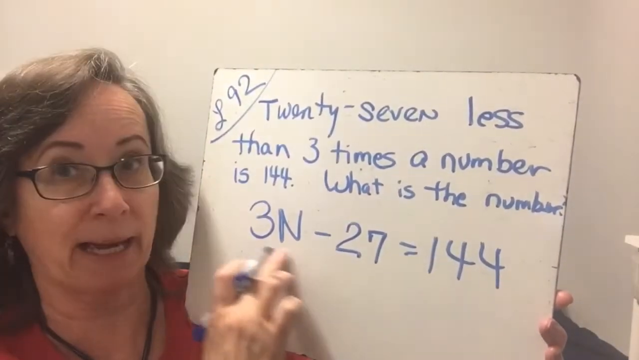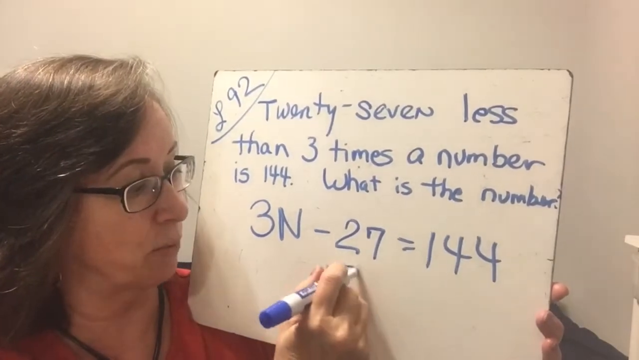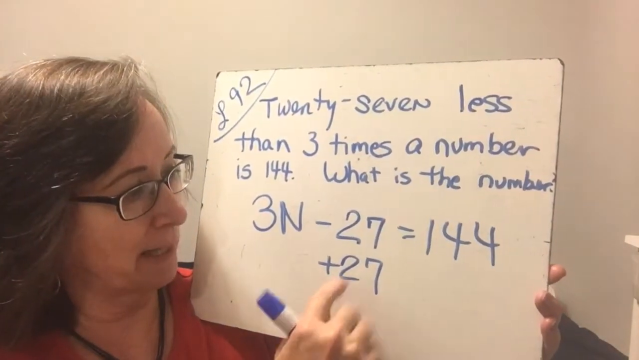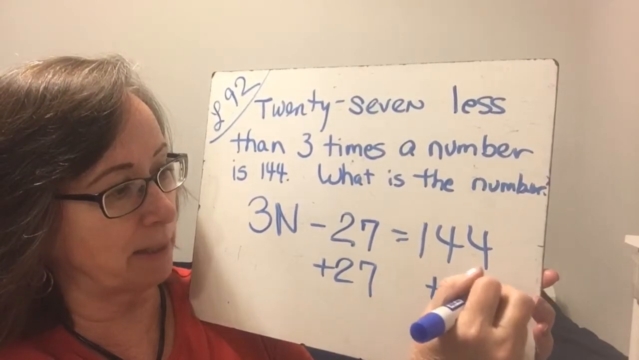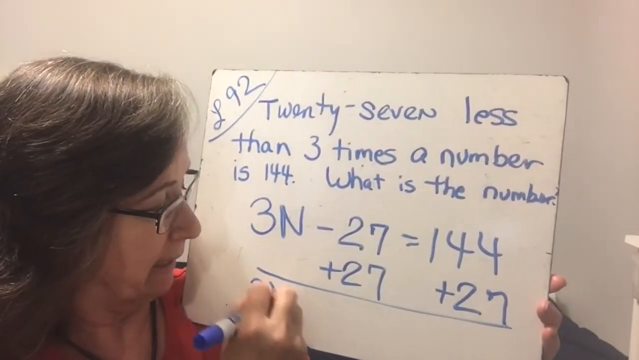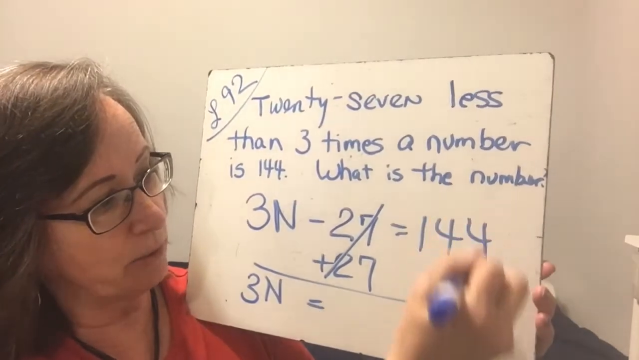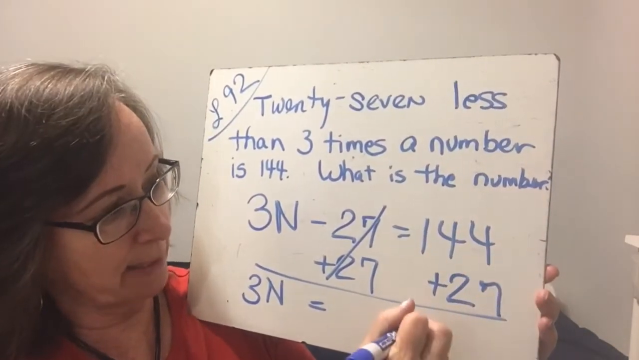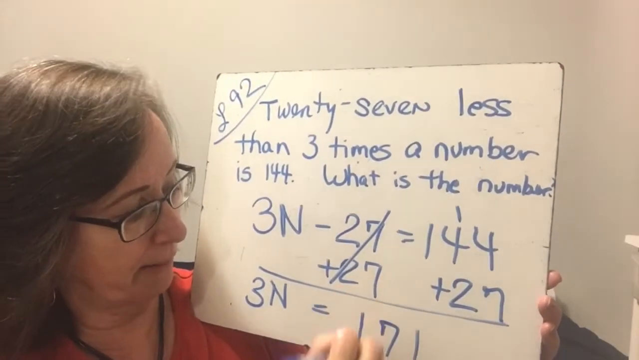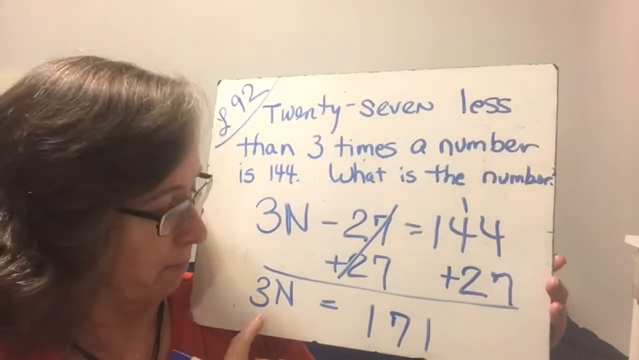We need to get this by itself. So we want to get rid of the negative 27. We will add 27. When we want to get rid of a number, we add its opposite. So plus 27, but whatever I do to one side, I must do to the other. So I plus 27 on the other side of the equal sign. I get 3n, this cancels, equal. So now I need to add 4 plus 7 is 11. And then 4 plus 2 is 6 plus 1 is 7. And then the 1. So now I'm going to divide 171 by 3.